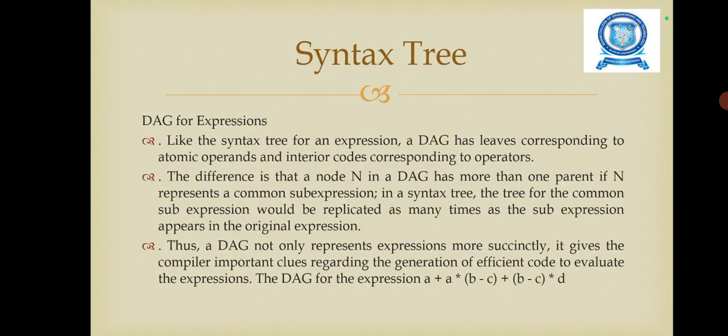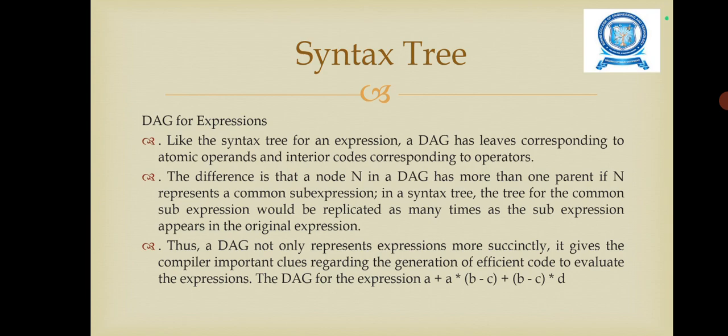The next one is the directed acyclic graph for an expression. Here the syntax tree for an expression has leaves corresponding to atomic operands and interior nodes corresponding to the operators. The difference is that a node n in a DAG has more than one parent if n represents a common subexpression, and in a syntax tree the tree for the common subexpression would be replicated as many times as the subexpression appears in the original expression.